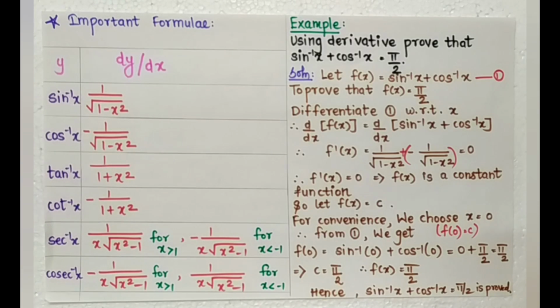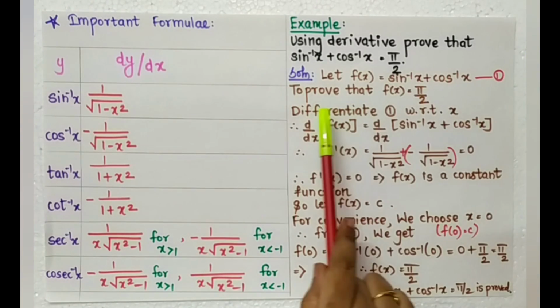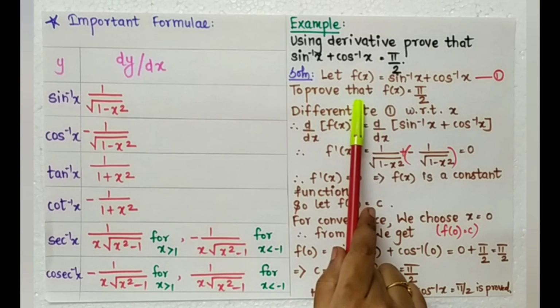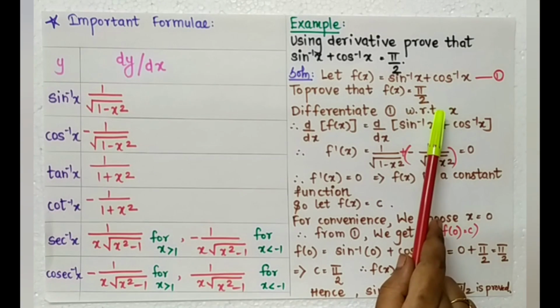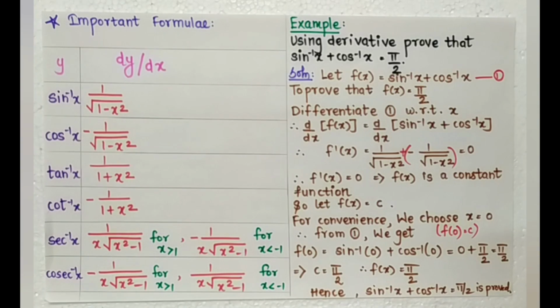First, we have to let the given function to be f of x. Consider it as equation number 1. Now we have to prove that f of x equal to pi by 2. Then we differentiate. Then we find the value of c, that is the constant. Then we arrive at our proof. So hope it is clear. So now we can solve question number 1 and 2 of exercise 1.2 easily.